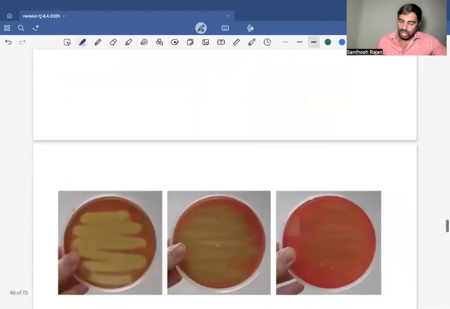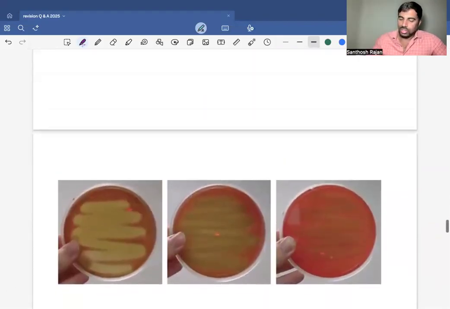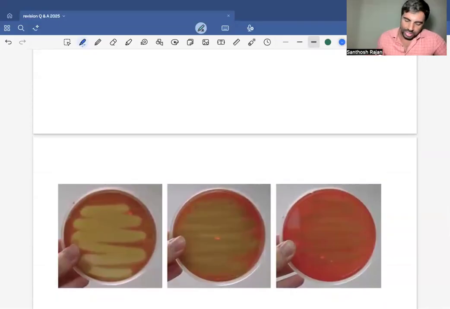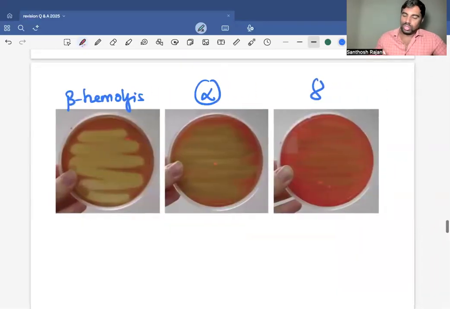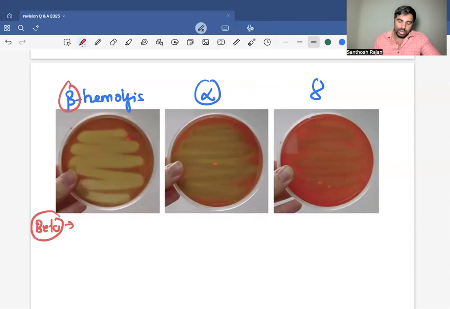Now, based on the hemolysis, you can see here the first one is called beta hemolysis, this is alpha, and the last one is gamma. Don't confuse the order: here you go beta, alpha, gamma. What about beta? Beta hemolysis means complete. When you get a beta, your life will be complete. Remember it like that.